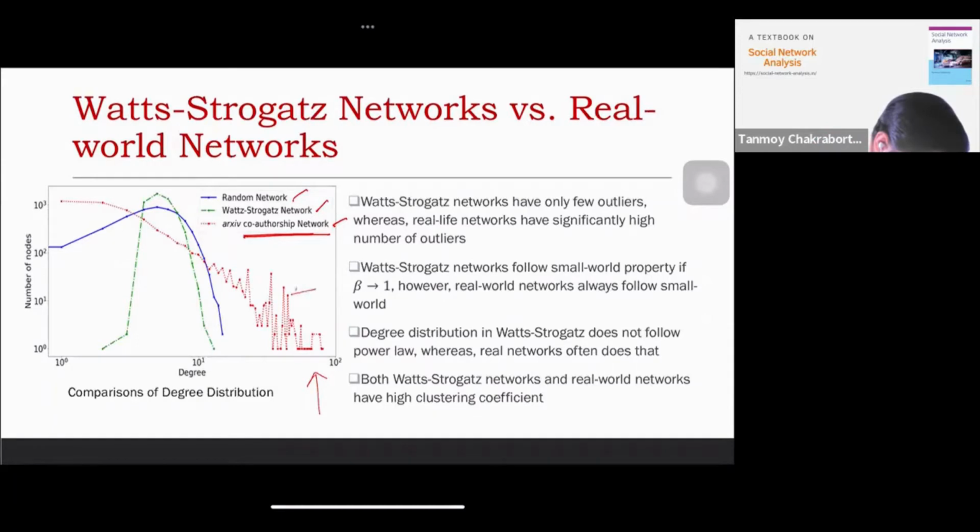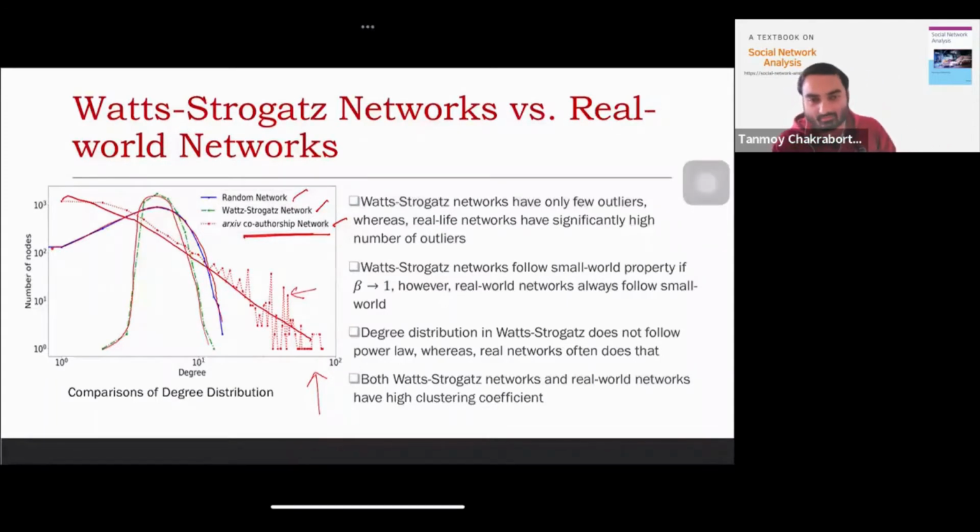This red line corresponds to the real network. You see here in the log scale, it is almost power law. The blue line corresponds to the random network. As you see, this is a binomial type distribution. The Watts-Strogatz model as well doesn't follow power law at all. So the degree distribution, we don't have control. We can't make the degree distribution power law for the Watts-Strogatz case and for the random network case.